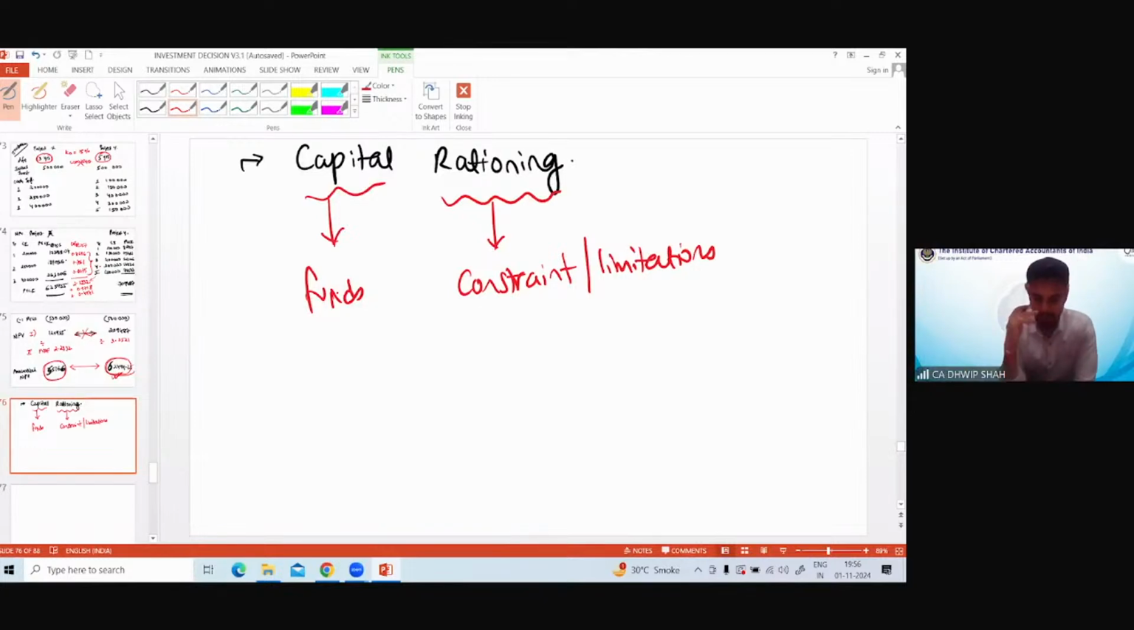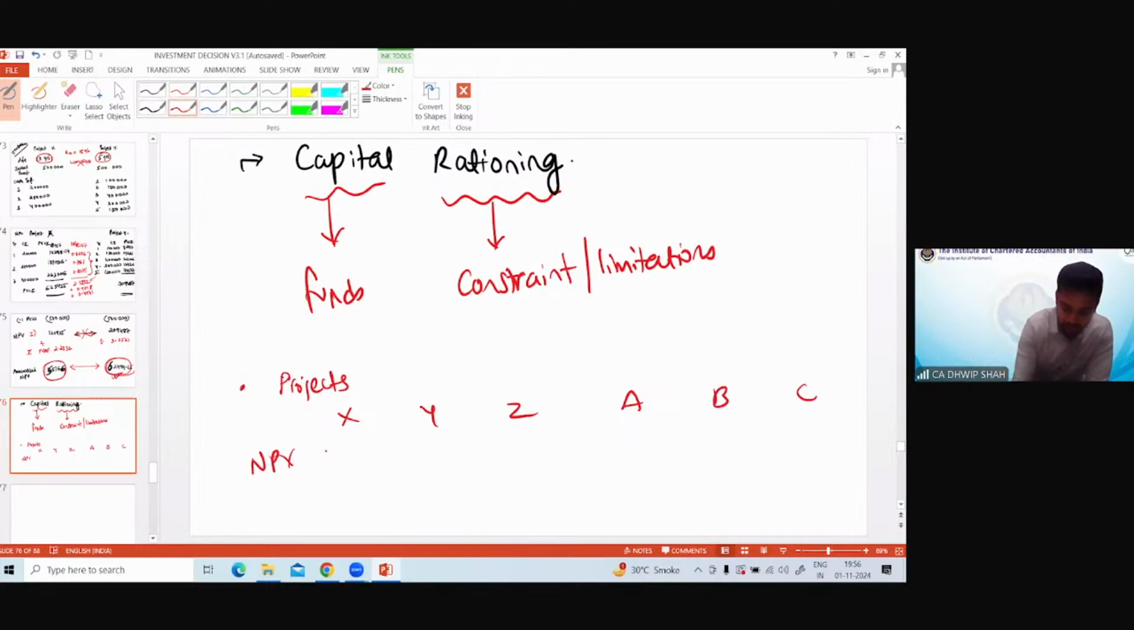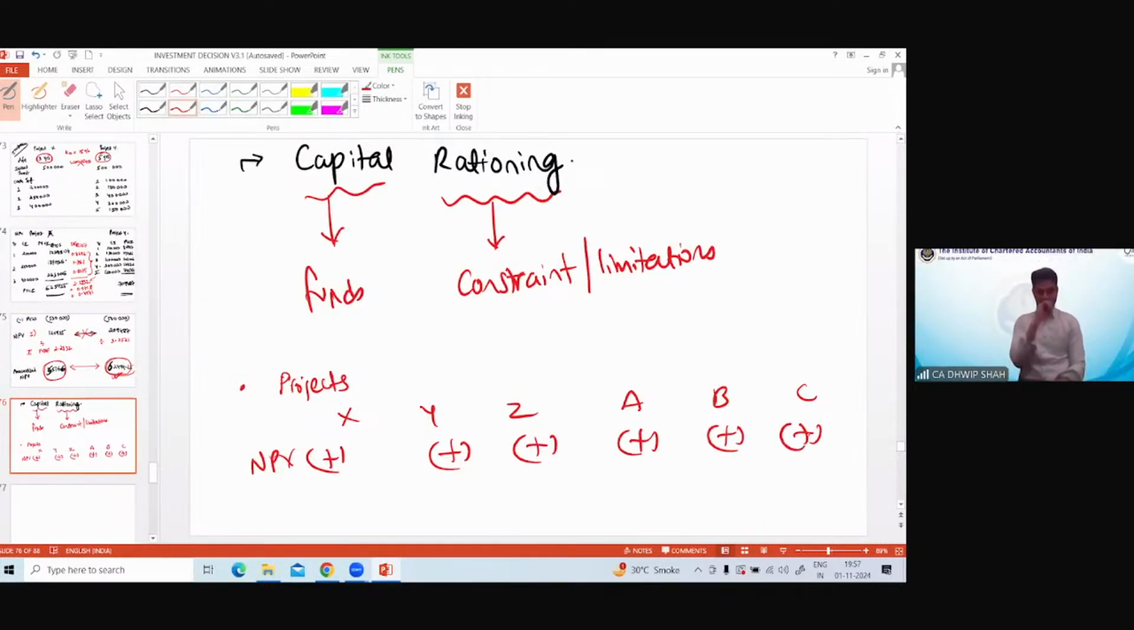What do you mean by capital rationing? Rationing means restriction, constraint. You have multiple projects with positive NPV. Project X, Y, Z, A, B, C, all having positive NPV. So ideally, as per NPV's decision criteria rule, all the projects should be undertaken. But the company has a restriction in funds.